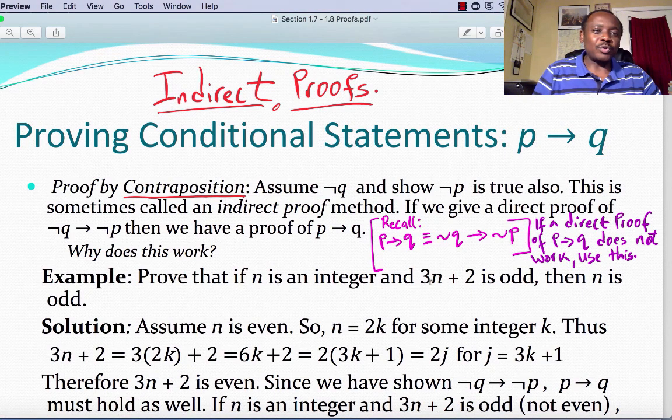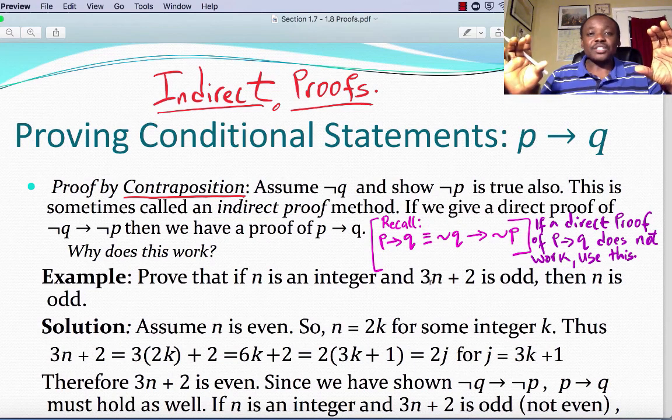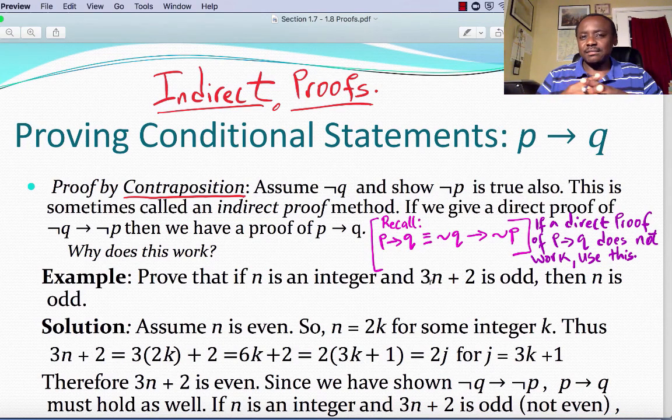In part 1 we looked at direct proofs. The goal is to prove that P implies Q. So we assume, or we suppose, that P is true. Then we use definitions and axioms and lemmas and propositions to prove that Q is true. Straightforward, beautiful. But as we shall see very soon, there are some conditional statements where direct proof may not go as nicely as we would want it to go.